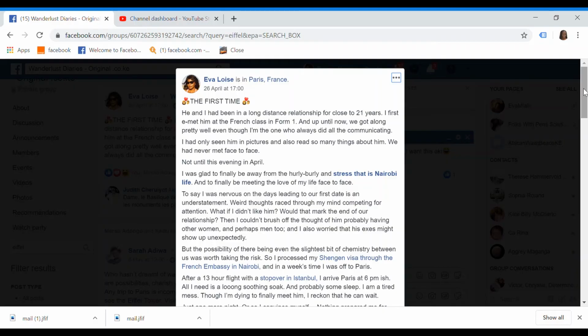So in my case, for instance, my first post on the Wanderlust Facebook group was my description of my 21-year love affair with the Eiffel Tower, my long distance relationship with the Eiffel Tower. So I gave it a different perspective. I identified the Eiffel Tower as this Iron Man that I've always just dreamt about for the 21 years, and then I finally got to meet him. And you can see here how I even introduced my post. He and I had been in a long distance relationship for close to 21 years.